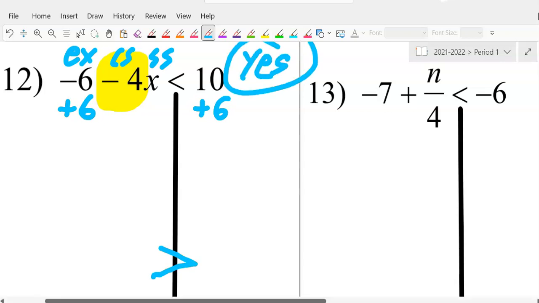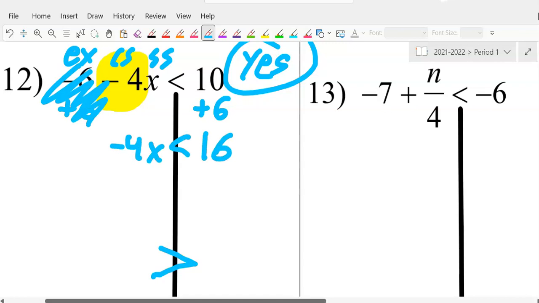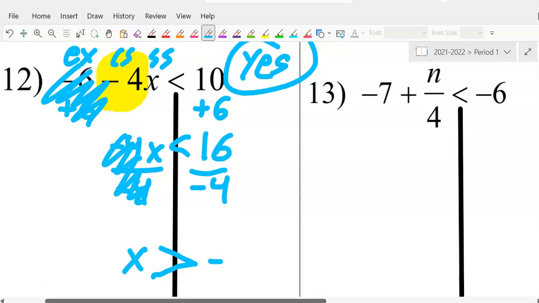Alright, so we're adding 6 on both sides. That gets rid of the 6. So we've got negative 4x still left over, and 16. Okay, now what? Divide by negative 4, and see, we're dividing by a negative, so that changes the sign. That gets rid of the negative 4, and we end up with x is less than negative 4. Am I right? Okay, very good.